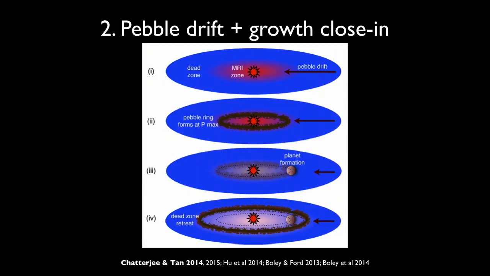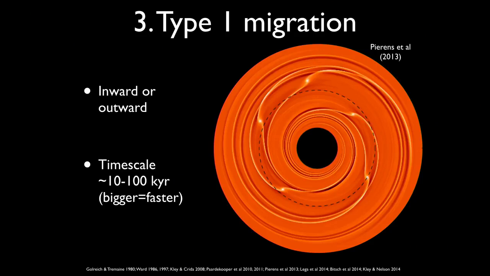The model I'll tell you more about is the migration model. You already heard about the general idea of migration. Here's a snapshot of a simulation with 5 different Earth-mass planets within a disk, and they're each launching their density waves and migrating around. Remember, migration happens for, say, Earth-mass or larger planets, and it's driven by these density waves that kick the planets around.